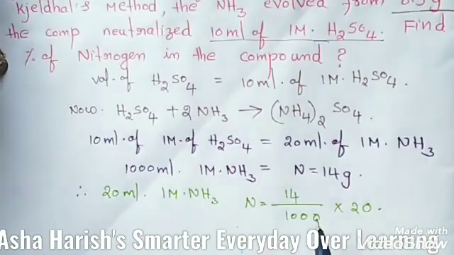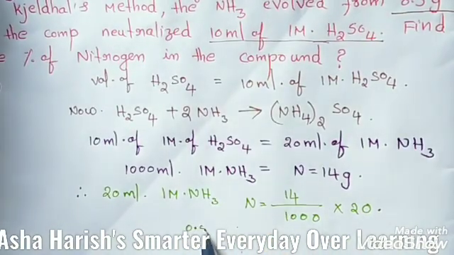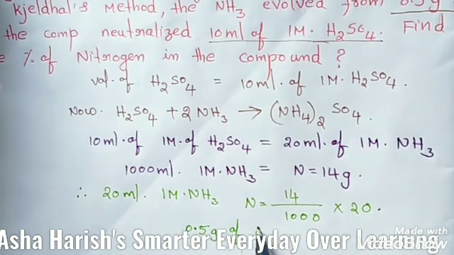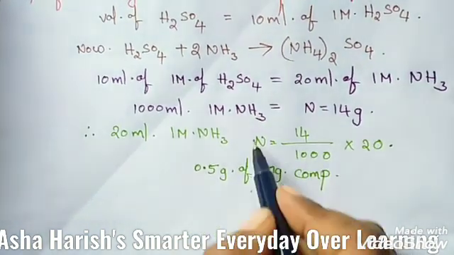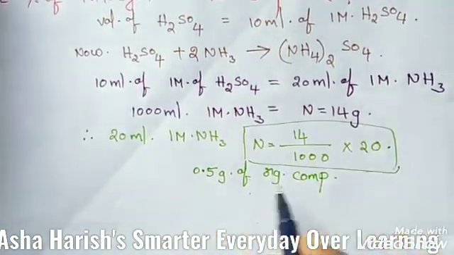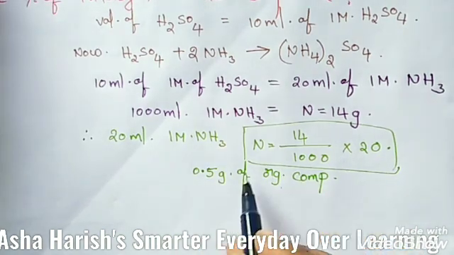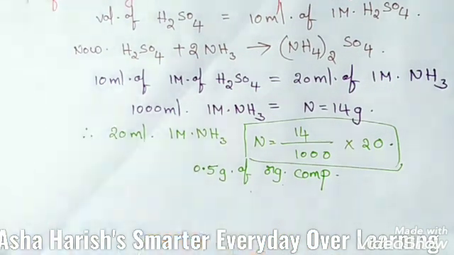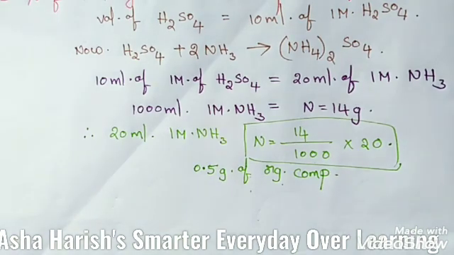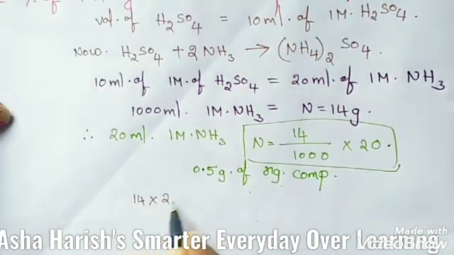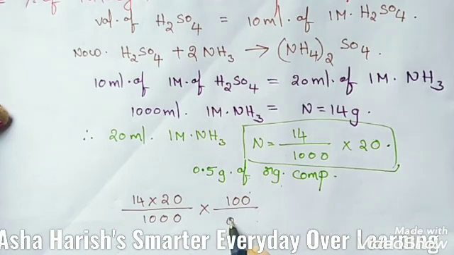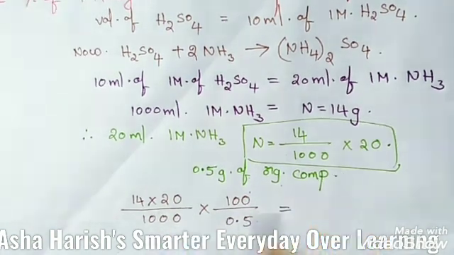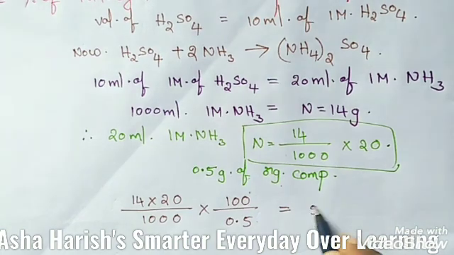But this amount of nitrogen is present in 0.5 grams of the organic compound, which they have given in the question itself. Now, if you want to calculate the percentage of nitrogen, it is 14 into 20 by 1000 into 100 by 0.5. If you do this calculation, you should get 56.